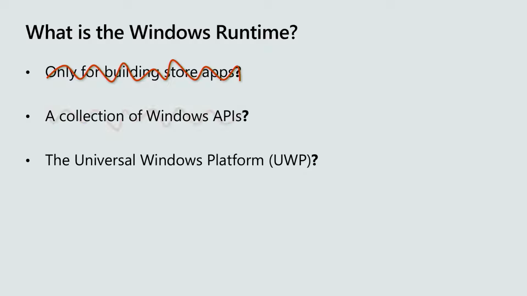It's also not a collection of Windows APIs. There are certainly most, if not all, new Windows APIs on Windows now built with C++ WinRT, but the Windows APIs themselves are not the Windows runtime. It's also not the universal Windows platform. This is the one that people get really hung up on a lot. The universal Windows platform is a collection of APIs that are available on a broad set of platforms, but that in itself is not the Windows runtime.